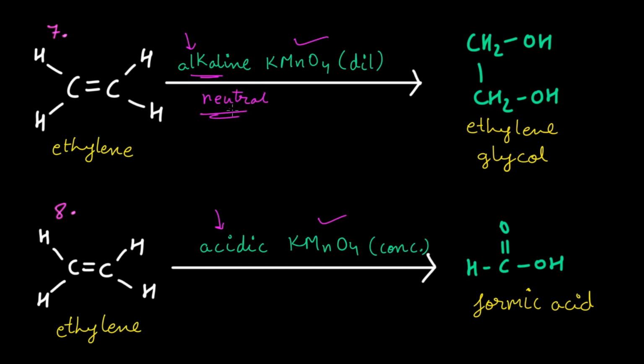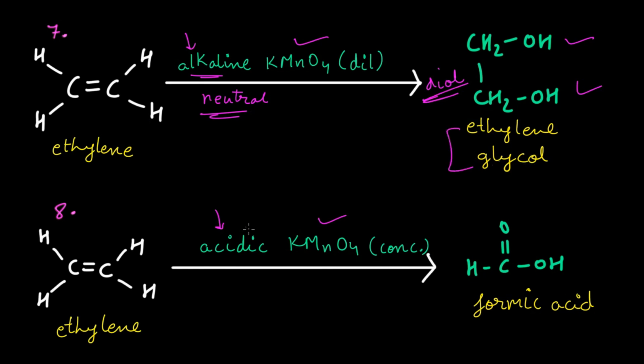In case of alkaline or neutral KMnO4 solution, the double bond will break into a single bond and both the carbons will get an alcohol group and you will get a diol. In our case, we are getting ethylene glycol as our product.